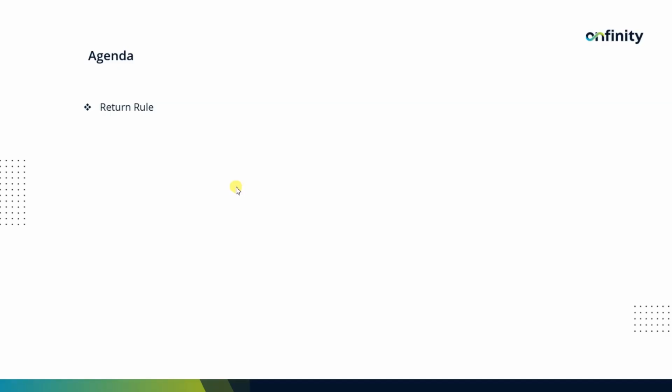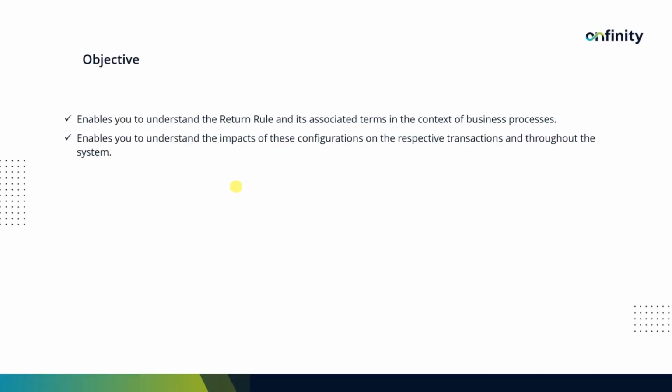This session will help you to understand how return rules work within the Onfinity system. The main objective of this session is to enable you to understand the return rule and its associated terms within the context of business processes. It also enables you to understand the impacts of these configurations on the respective transactions and throughout the system.